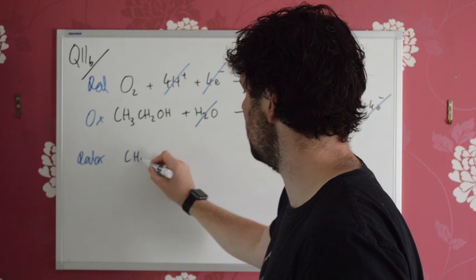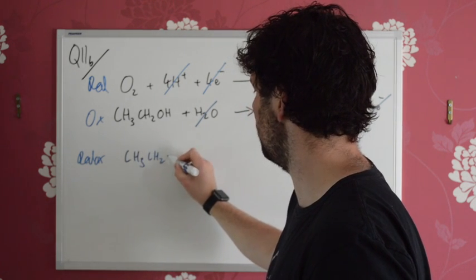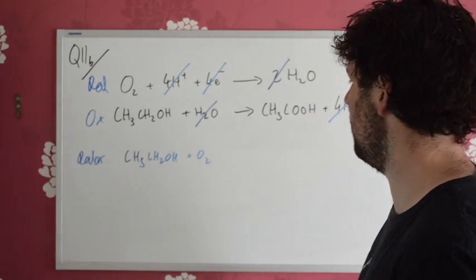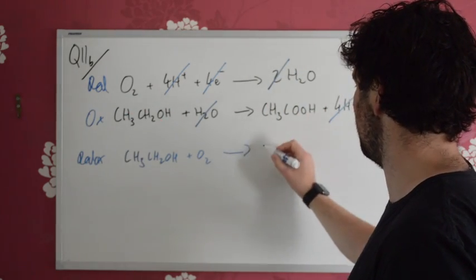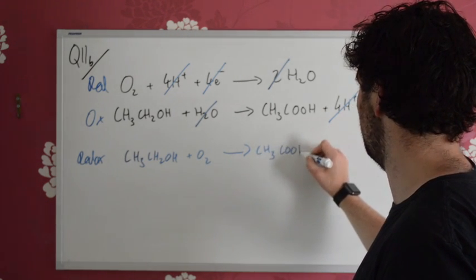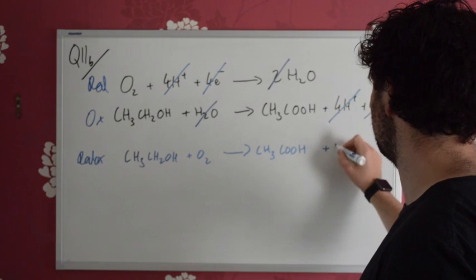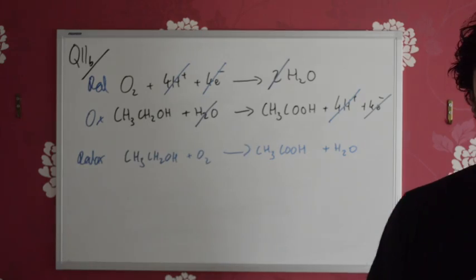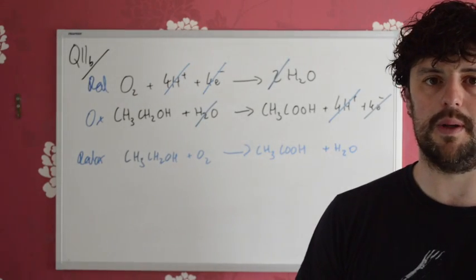Okay, so I'll write the redox equation out. I've got CH3CH2OH plus oxygen from the top line, and then I've got CH3COOH plus 1 H2O here. So that's the overall redox reaction for question 11, part B.